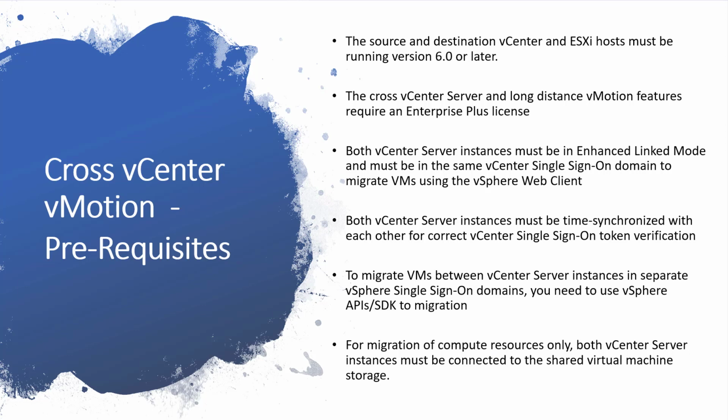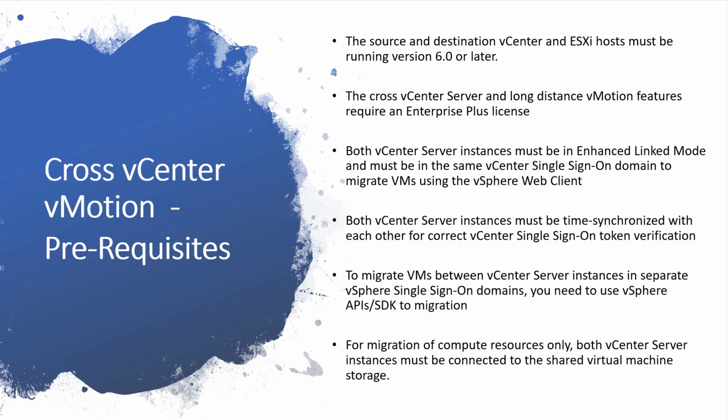For migration of compute resources only, both vCenter server instances must be connected to the shared virtual machine storage. When we do the vMotion, we have an option, right? Migrate compute or migrate storage. When we want to migrate a virtual machine across a vCenter server without any shared storage, we can use both compute and storage, or if it has shared storage, we can use the compute only option, right? It is talking about that. So these are some of the prerequisites needed for cross vCenter vMotion to work.